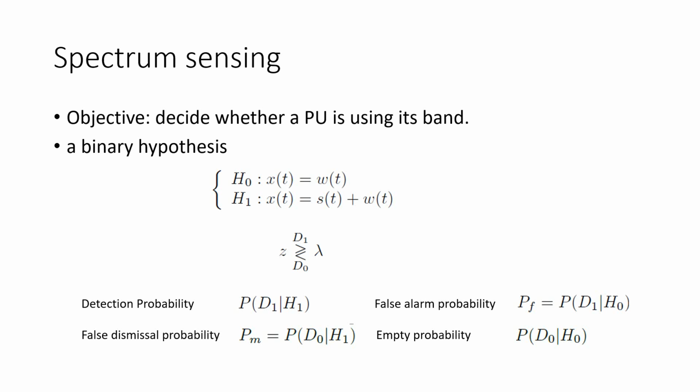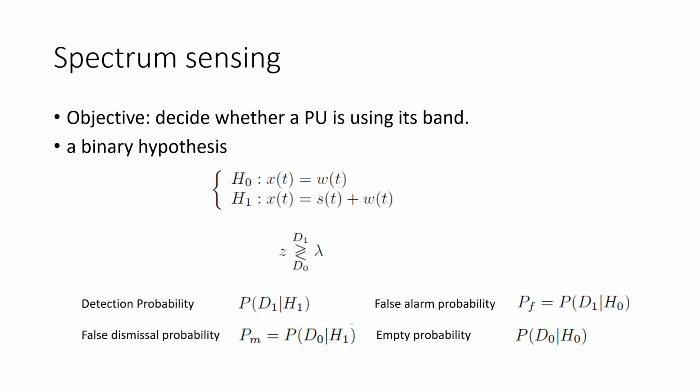After getting the signal x(t), he will derive a detection parameter z, and by comparing z with a threshold lambda, he will decide whether the primary user is using the band or not. If z is larger than lambda, then he decides the primary user is using the band, and vice versa.